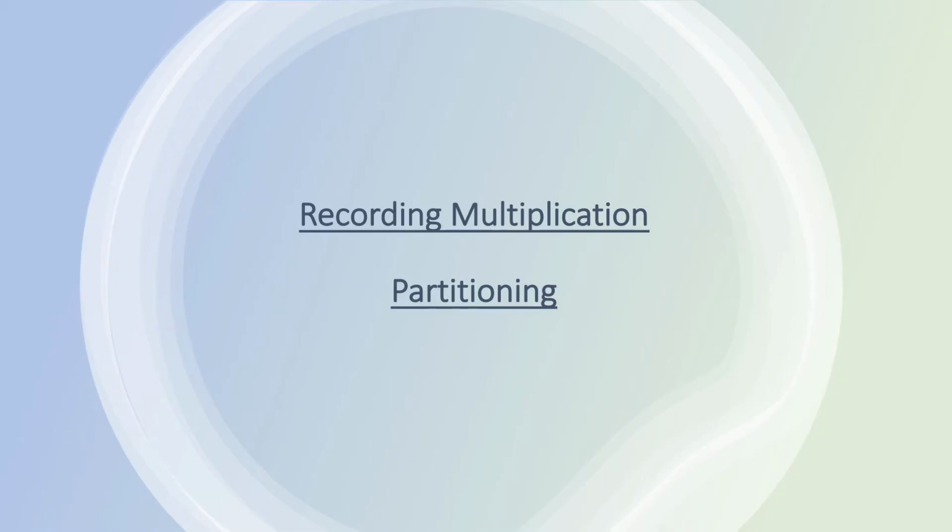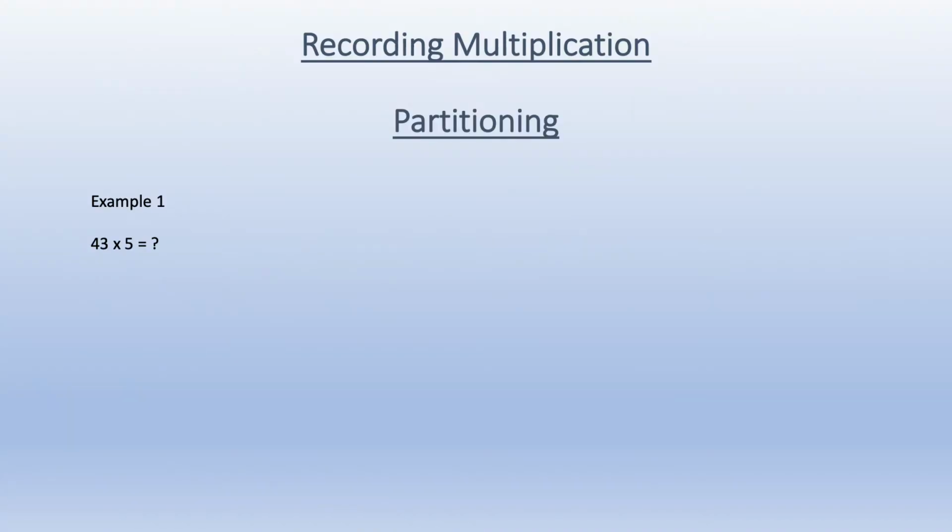The next method I'm going to show you is partitioning. That basically just means splitting the digits into their tens and units. This is done throughout both key stages, and the level of difficulty is really based on the number. So here we've got 43 times 5, and we can split or partition the 43 into 4 tens, being 40, and 3 units.